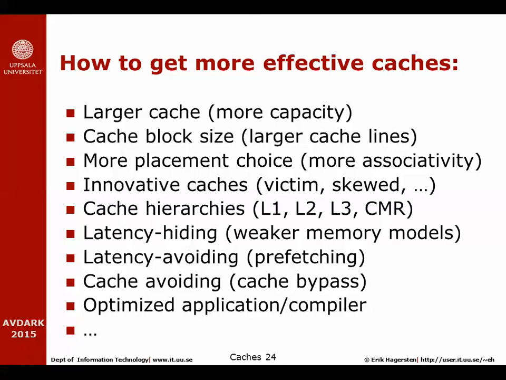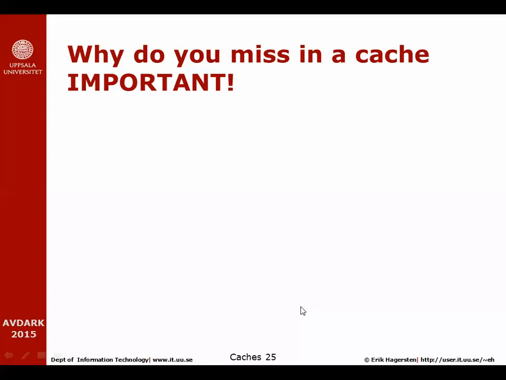So that's in a few videos. But when we try to do all these things, when we try to improve the caches, we have to be able to communicate with each other and talk about what property has been improved, either by changing the application or by changing the cache implementation itself. So why do you miss in cache? And this is a very important slide here.